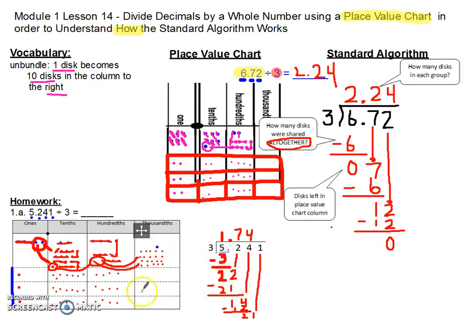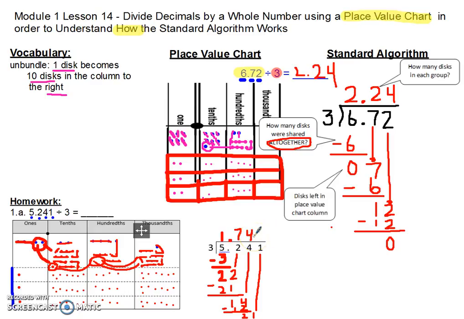So now I'm going to continue to share 3 at a time. There's 3. And my next 3. 3. And it looks like I will be able to share them all out without having any remainders.